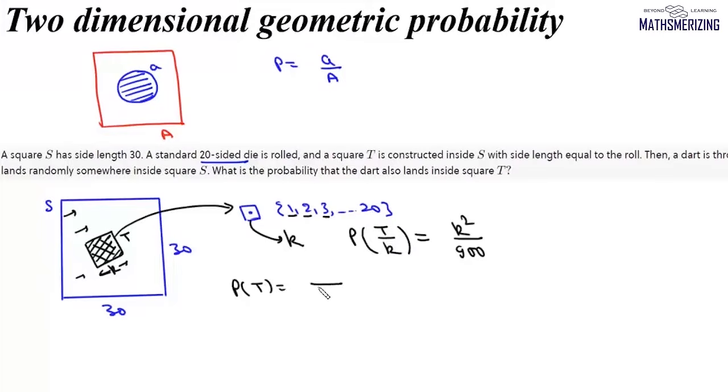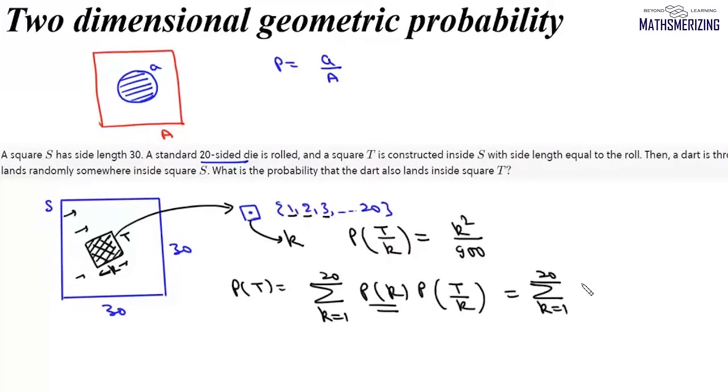Now we need to find the probability that, for all such cases, the dart always lands inside the square T. So this probability will be equal to the summation of the probability P(K) into the probability of T given K, where the value of K varies from 1 to 20. Now what is the probability of K? Out of these 20 numbers, the die has rolled K. This die can roll any number from 1 to 20 with equally likely probability of 1 by 20. So the probability of K is simply 1 by 20. So this is the summation, K varies from 1 to 20, of 1 by 20 into K squared by 900.